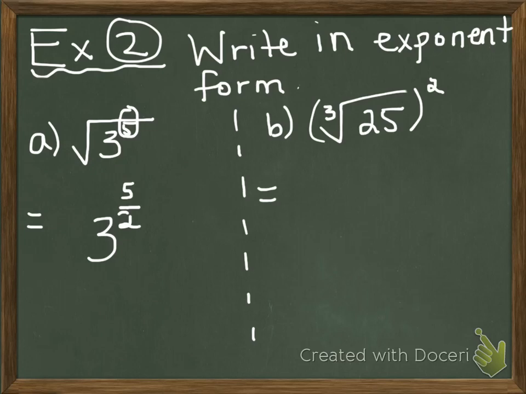Likewise, if we look at B, we want the cubed root of 25, all squared. So my radicand is 25, that's my base. And I want to write my fraction, so the index is a 3, that becomes my denominator. And my numerator is going to be the 2 because that is the exponent outside of the brackets. So my answer is 25 to the power of 2 over 3.